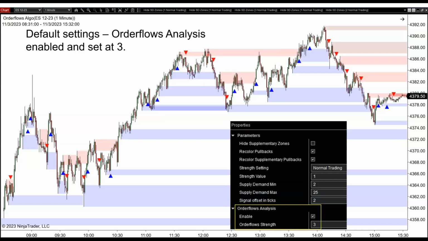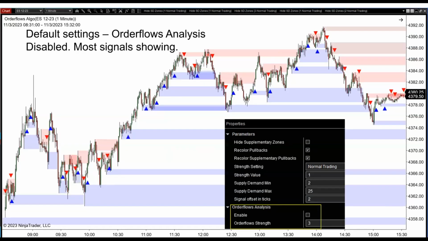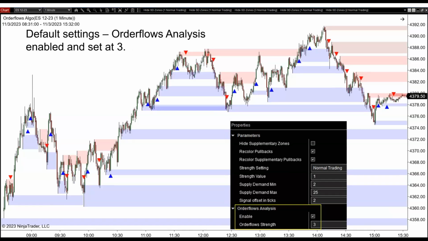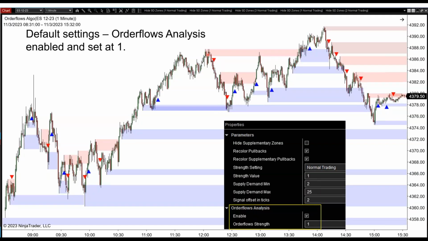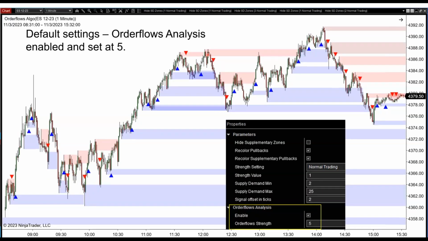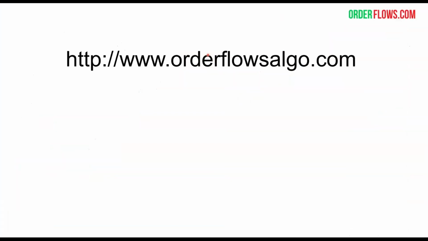So this is the order flow analysis set at 3. This is when it's not turned on. This is disabled at this point. So you see most signals are going to show when you're not using the order flow analysis. Right? That's with the order flow analysis on. That's with it off. Okay, this is set at 1. It's a bit stronger. 3, or sorry, this is 5, the most liberal.